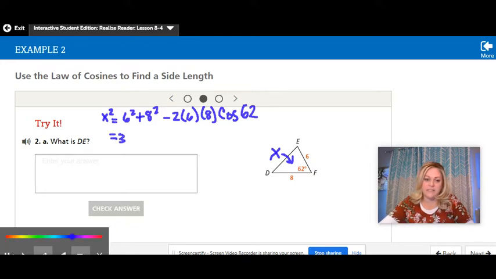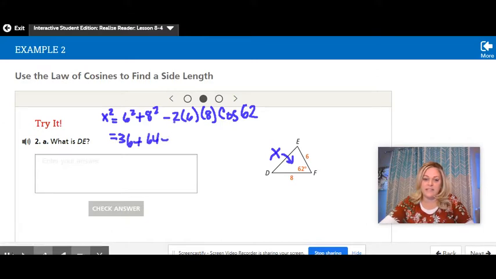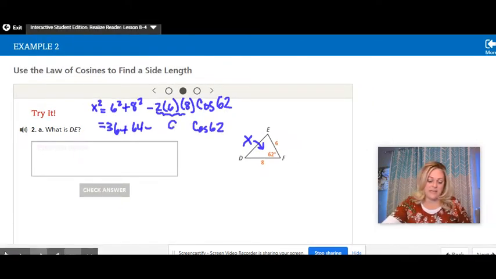6 squared is 36. 8 squared is 64. I've got this. 8 times 6 times 2 times the cosine 62. So I'm just going to bring down cosine 62. I still haven't plugged that into my calculator. I will take all this and say 96 times that cosine 62. Plug this cosine 62 in, and again, I'm going to show you what I get just so you can verify that your calculator is indeed in degrees. Because if you get a different answer than I do, we did something wrong.